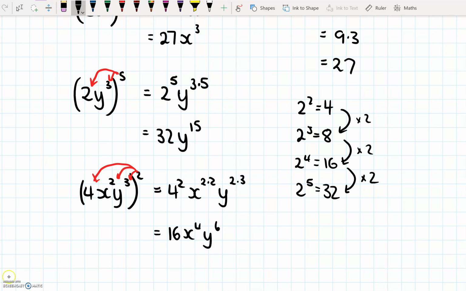So as I said, this is the fourth index law, and we're almost done. Good luck.